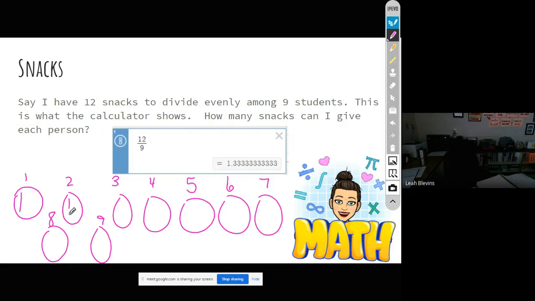Clearly, they're going to get one whole candy bar each, right? How many candy bars am I going to have left if I just gave away 9 of my 12? I've got 3 whole candy bars left. So I've got 3 candy bars left to divide among 9 people.